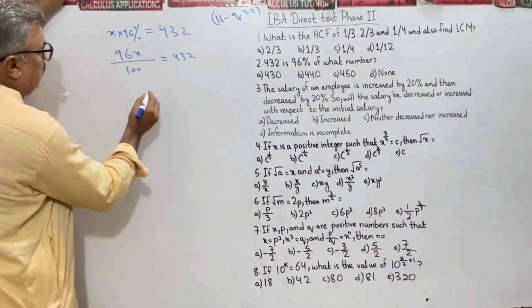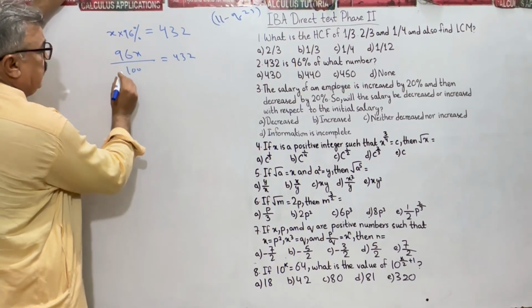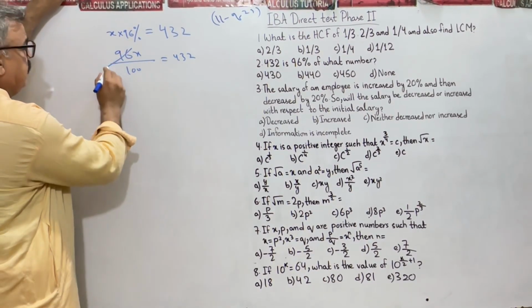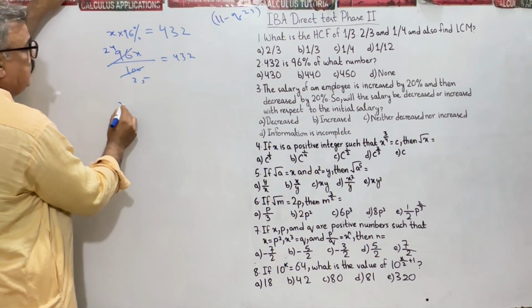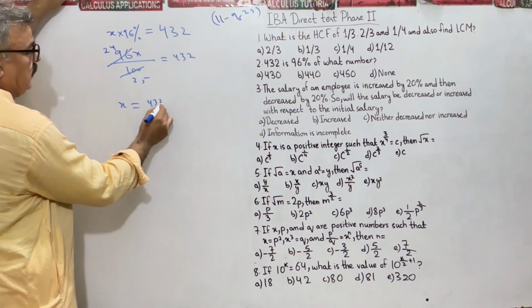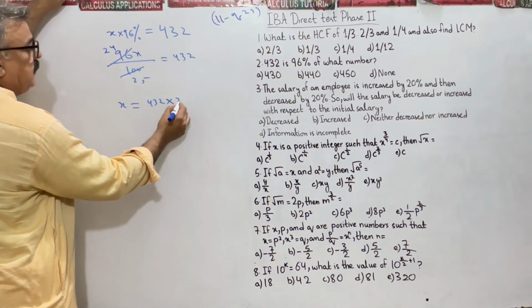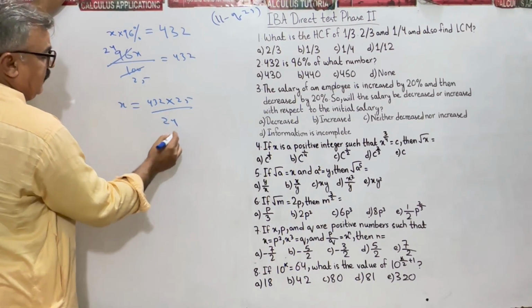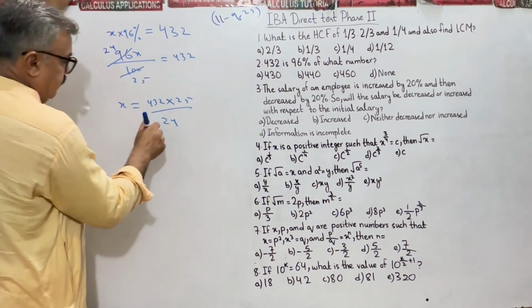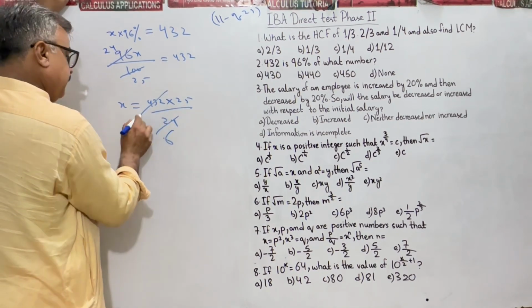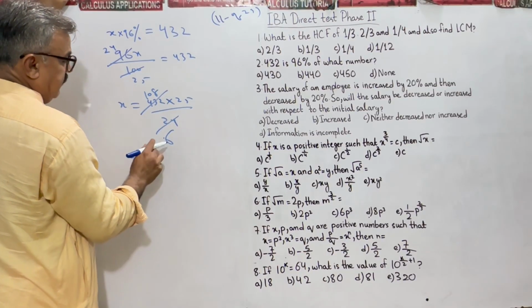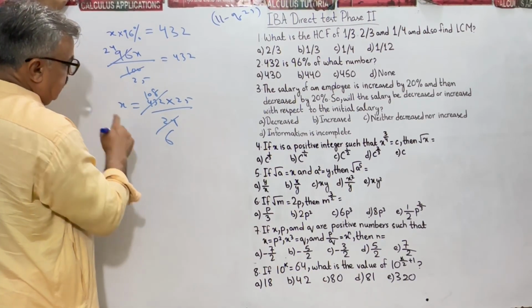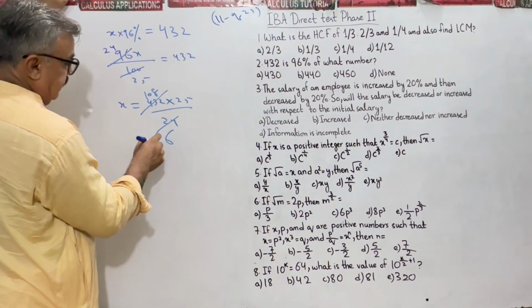Applying the table of 4, 24 divided by 4 becomes 6 and 100 divided by 4 becomes 25. So x is equal to 432 times 25 over 24. The table of 4 is still applicable, and the table of 6 is applicable here in that case.